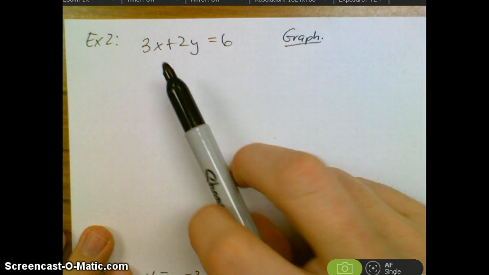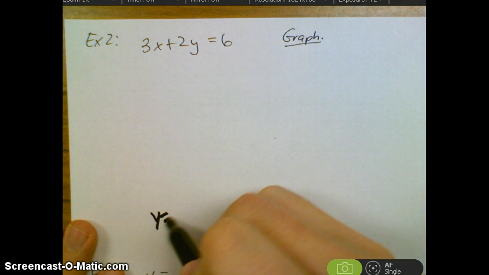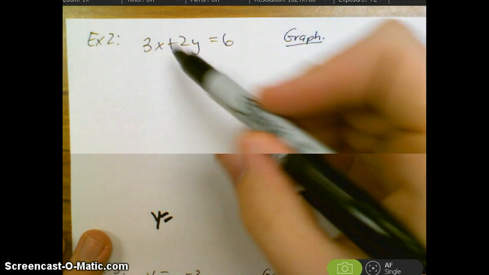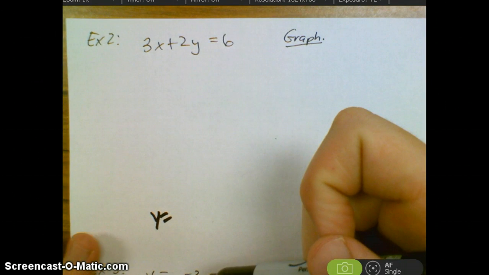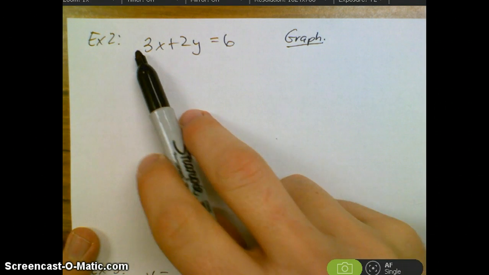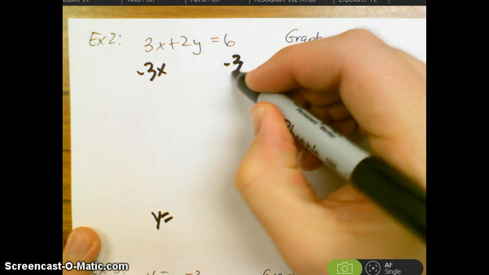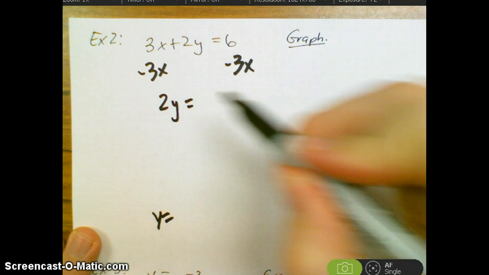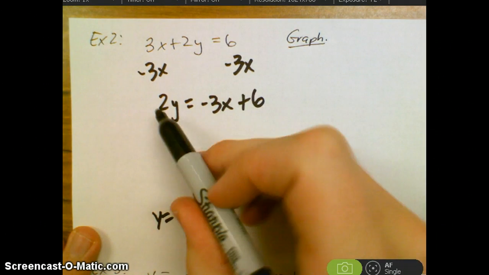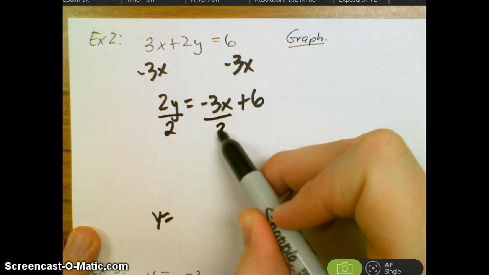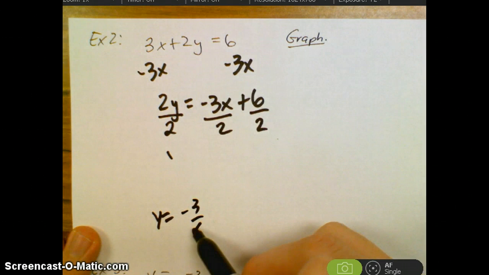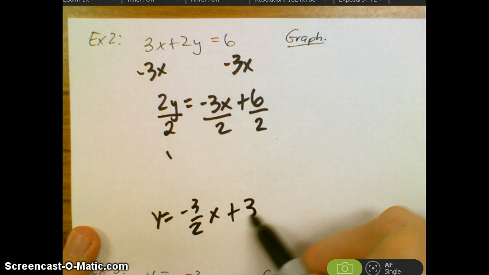The next example I have is not in y equals form. So we need to either change it to y equals or we need to do something else. So I'm going to first change it to y equals here, show you what that looks like, and then I'm going to graph it a different way. So if we do it this way, we have to subtract 3x from both sides of the equal sign. So we have 2y equals minus 3x plus 6. And then we need to get rid of the 2, so it's multiply here, so we do the opposite, divide, and make sure we divide everything. So y equals minus 3 over 2x plus 3.